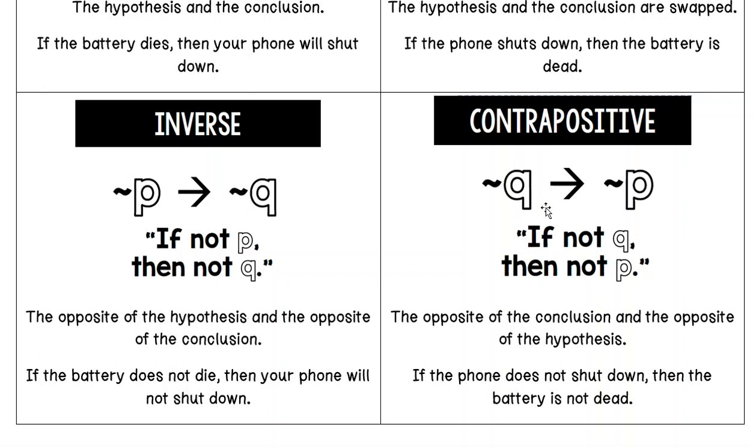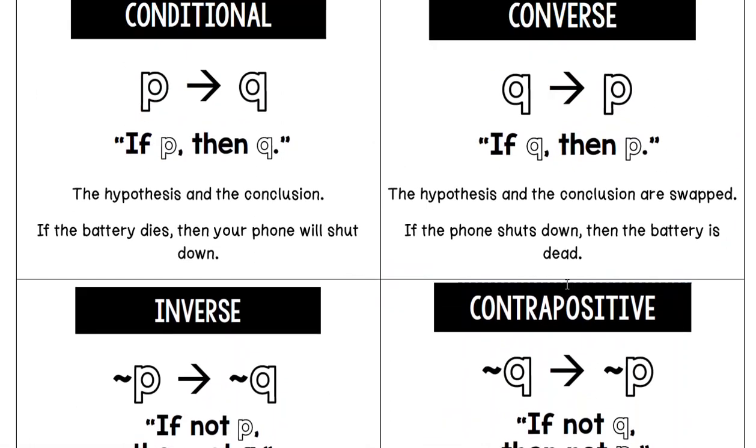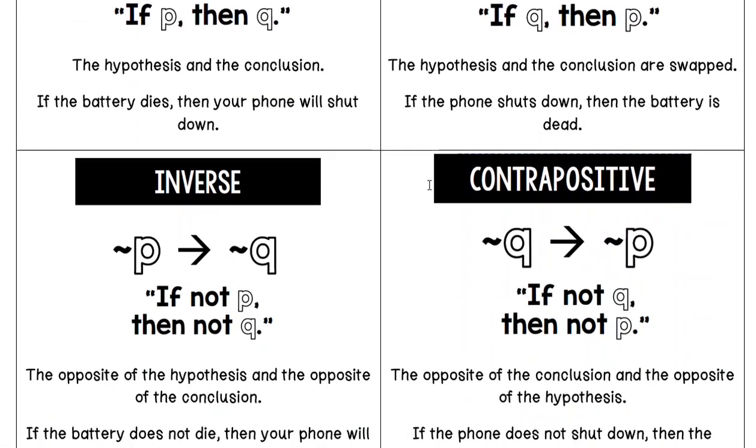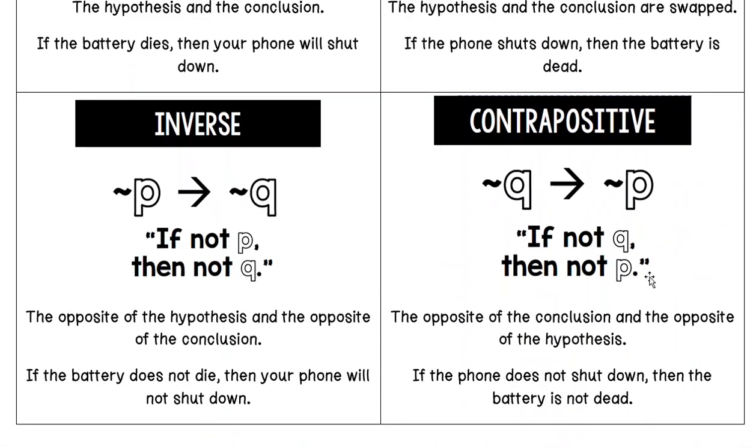The contrapositive, though, negates both and switches them. So if not Q, then not P. So if the phone does not shut down, then the battery is not dead. So we're just rearranging the order of the statement that was originally given to us by putting them in specific orders to show whether it's the converse, the inverse, or the contrapositive.